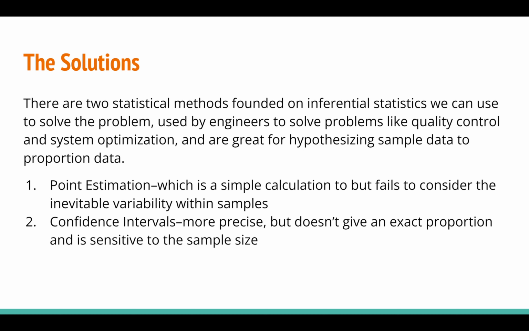Now there are two statistical methods founded on inferential statistics that we can use to solve the problem. They're also used by engineers to solve problems like quality control and system optimization, and are great for generalizing sample data to population proportions, which we will be doing in this case. The first is point estimation, which is a simple calculation, but fails to consider inevitable variability within samples. The second is confidence intervals, which may be more precise, but doesn't give an exact proportion and is sensitive to the sample size.